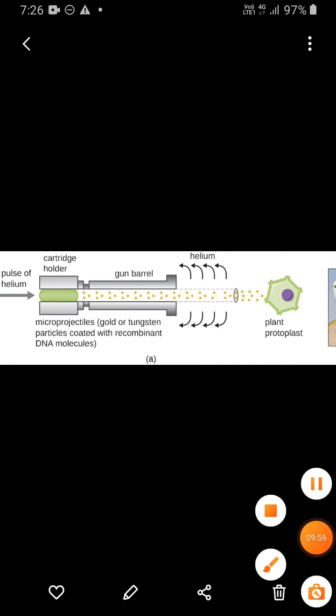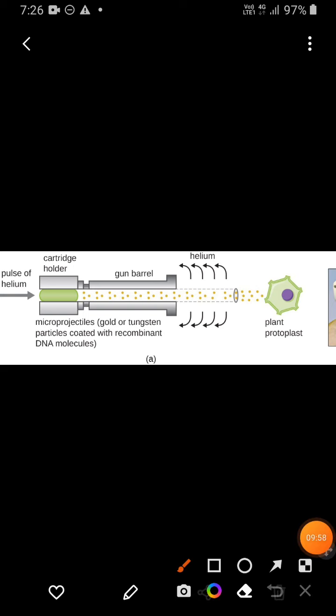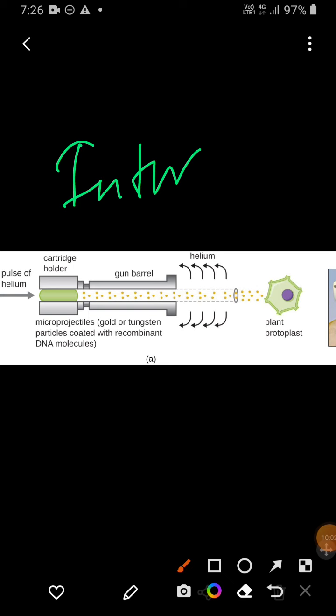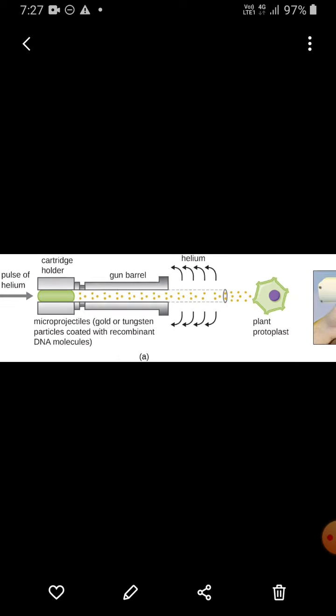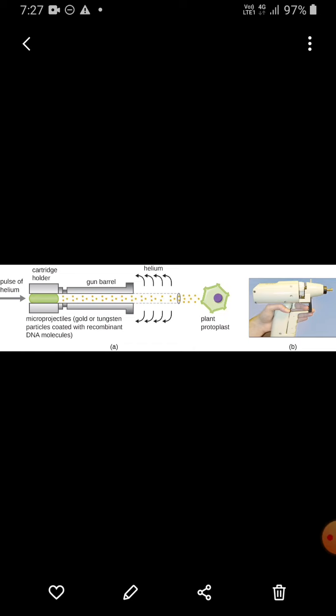And what are the disadvantages? The disadvantage is that during internal organ drug delivery, we cannot use the gene gun method. We can only use it for those cells which are present on the surface or which are exposed. Those are the disadvantages.